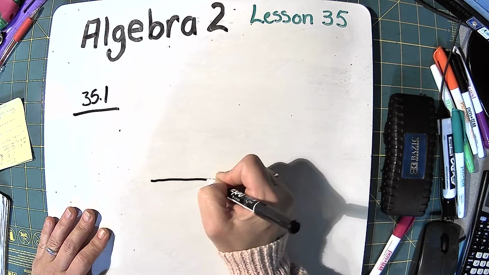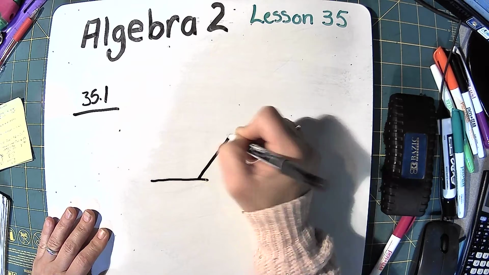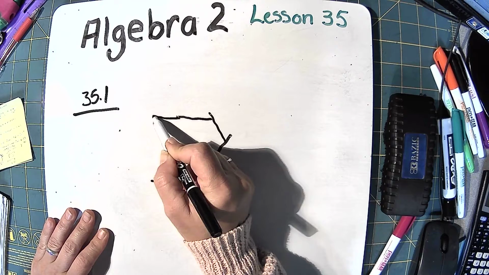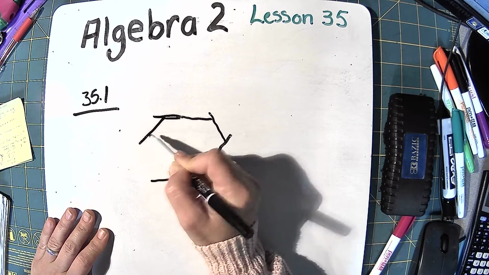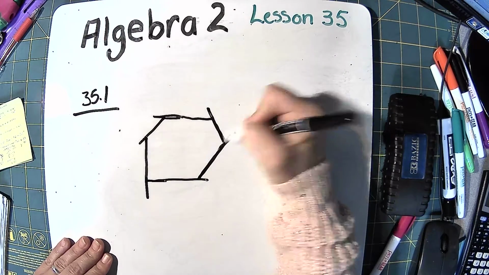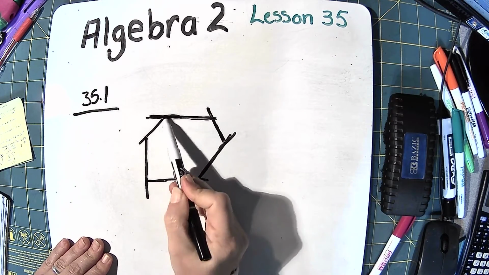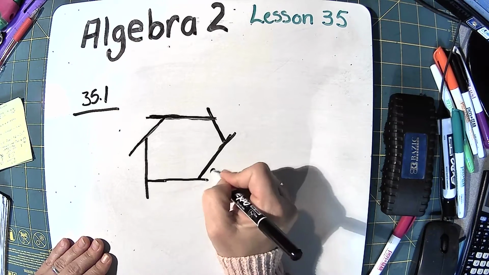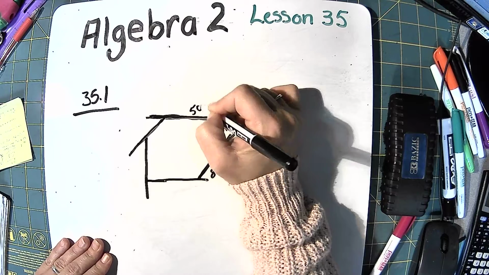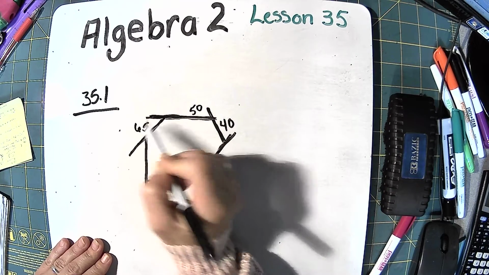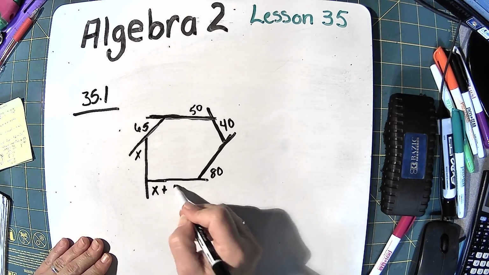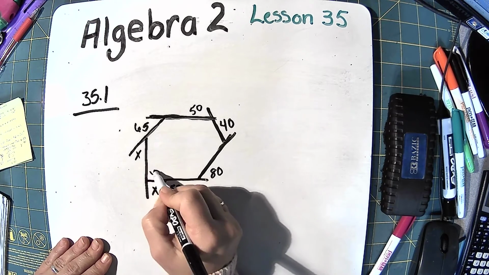gives us a crazy looking figure. Okay, so it looks like that. Straighten all this up here. All right, and it tells us that this is 80, this is 40, this is 50, this one is 65, this one's x, this one is x plus 55, and then inside of here is y.